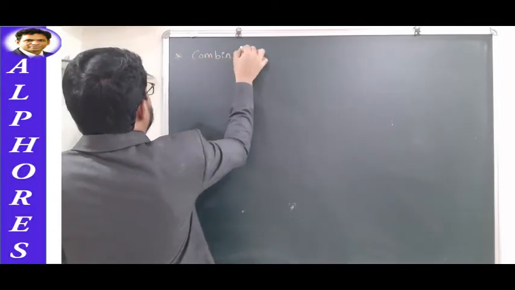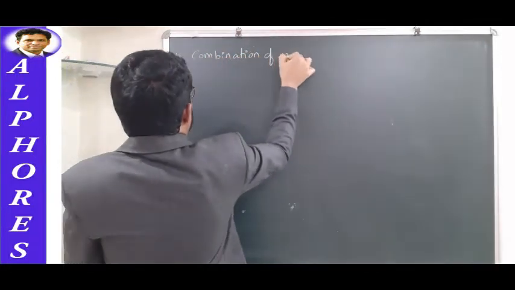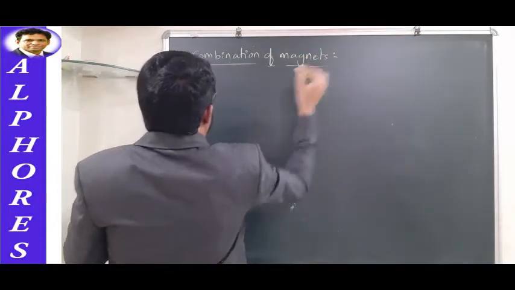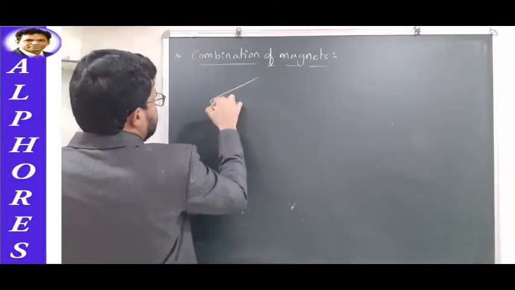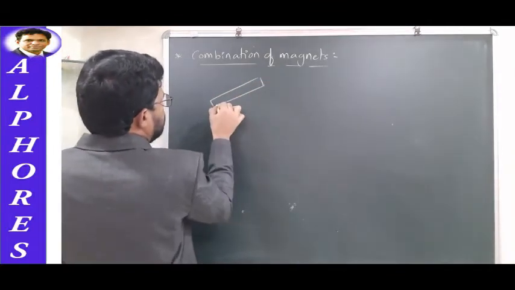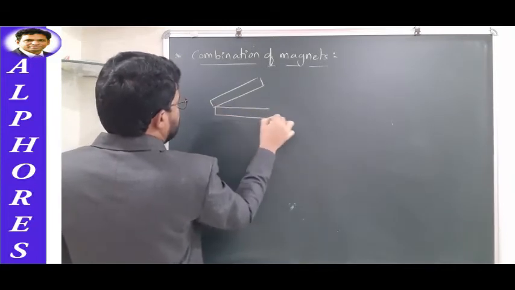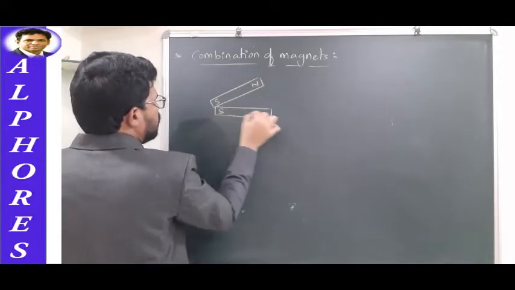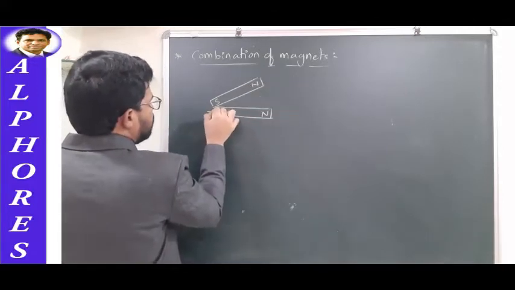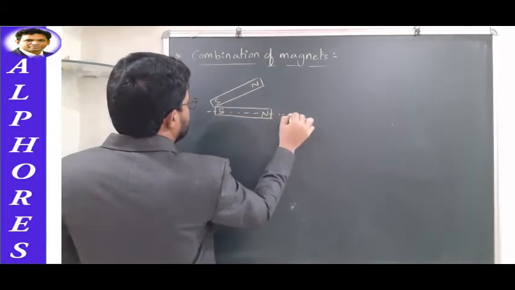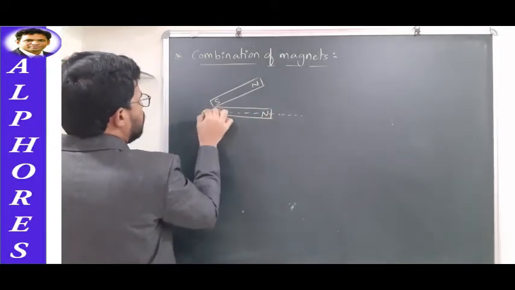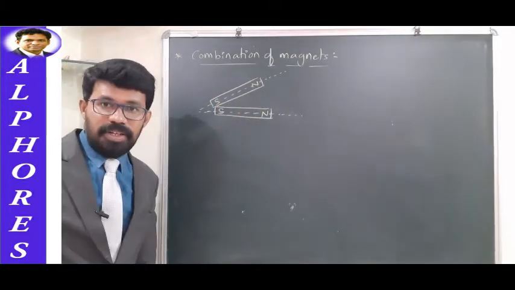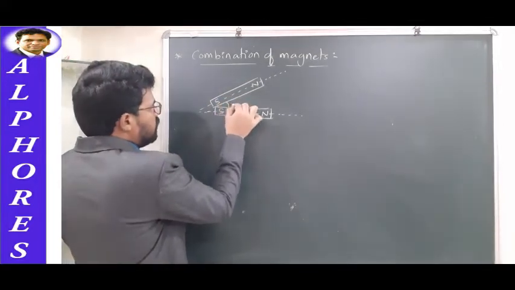Combination of magnets. I will take two magnets like this, and this is another magnet, each with a south pole and a north pole. This is the magnetic axis of this magnet, and this is the magnetic axis of the other magnet. Let the angle between these two axes be theta.